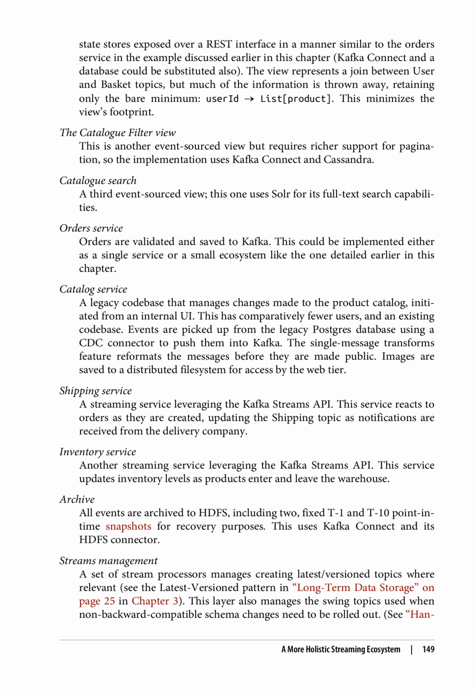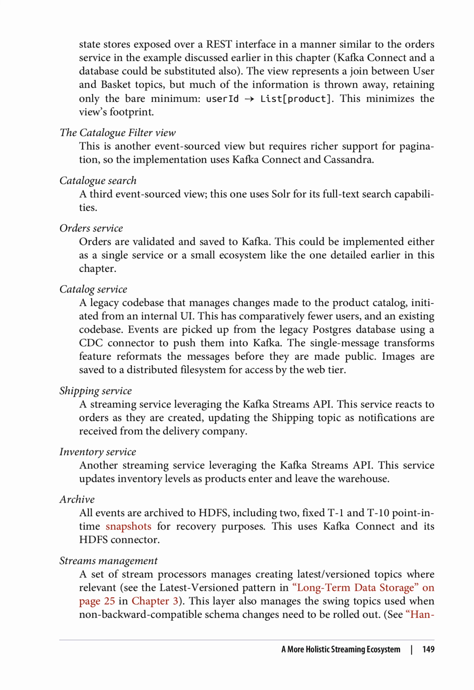Kafka Connect and a database could be substituted also. The view represents a join between user and basket topics, but much of the information is thrown away, retaining only the bare minimum: user id, list, product. This minimizes the view's footprint. The catalog filter view. This is another event-sourced view but requires richer support for pagination, so the implementation uses Kafka Connect and Cassandra. Catalog search. A third event-sourced view. This one uses Solr for its full-text search capabilities.